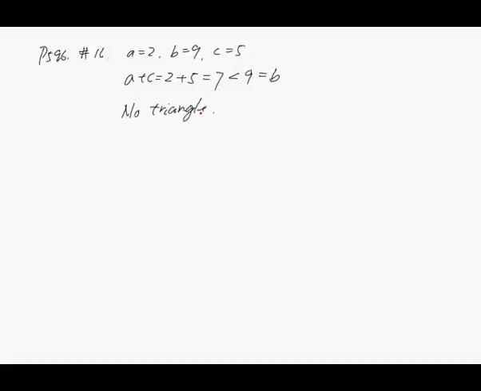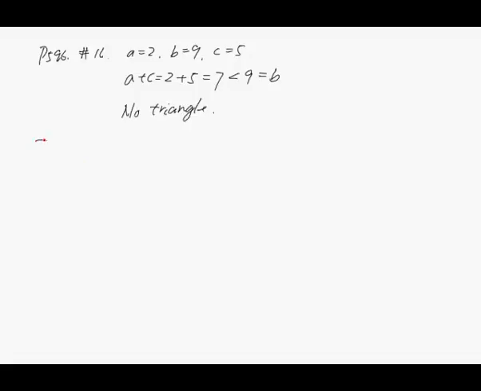So this is page 596, problem 16. We have a equal to 2, b equal to 9, and c equal to 5. Right now, a plus c is equal to 2 plus 5, which is 7, and 7 is less than 9, which is the length of b. So there is no triangle, right? The number of triangles is 0.